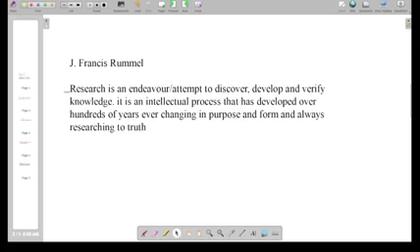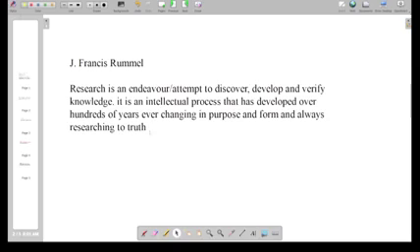The author goes further saying it is an intellectual process. It is a process. Research has set processes that should be followed, and this process has been developed over hundreds of years, and it is ever changing in purpose depending on the area of study, depending on the amount of time that is available, depending on the competence on the part of the experimenter, the researcher. It is changing in form as always, and it is always reaching to the truth.